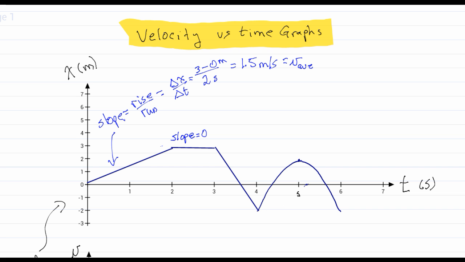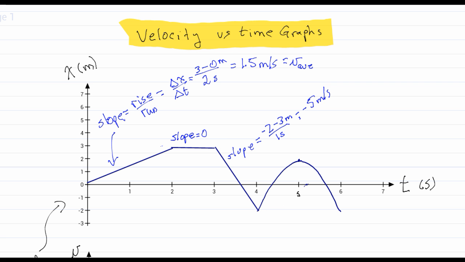Then all of a sudden, the position starts changing, and this object starts going backwards. And we can compute the slope of that line. The change in x is equal to our final position, which is -2, minus our initial position, which is 3. So we get -2 minus 3 over 1 second. The top is in meters, so this is going to give us -5 meters per second.